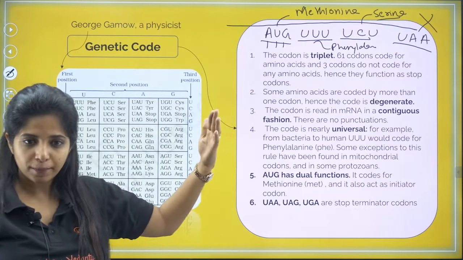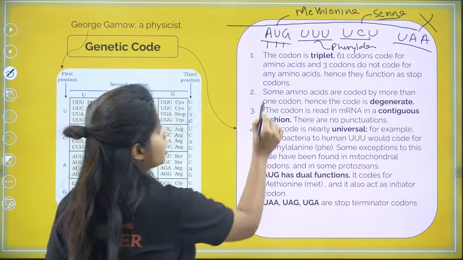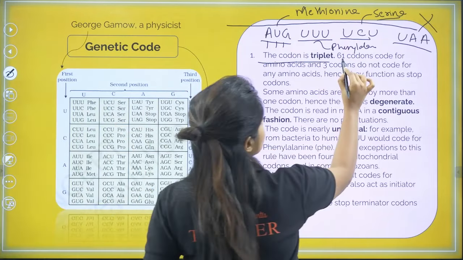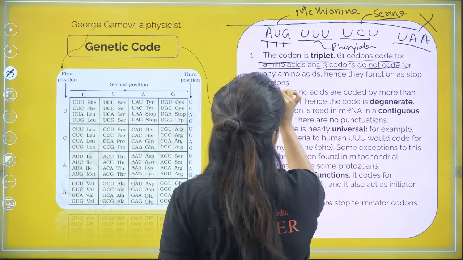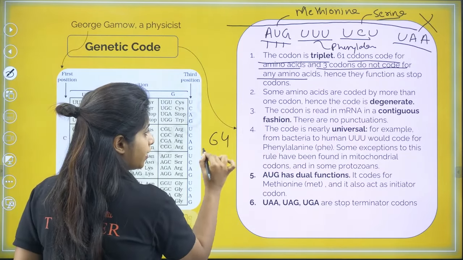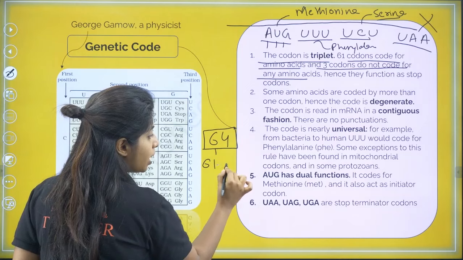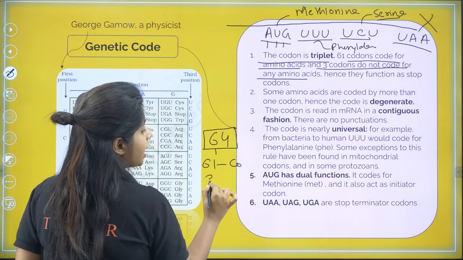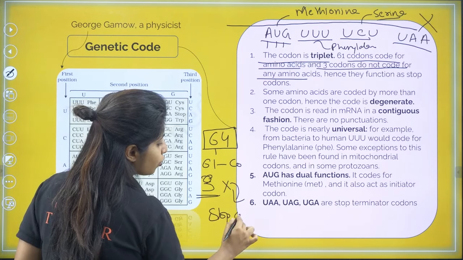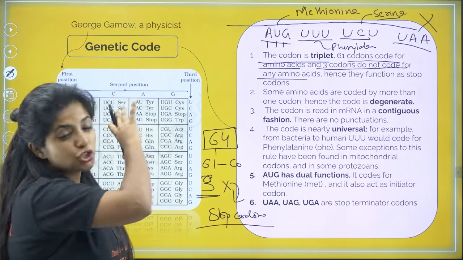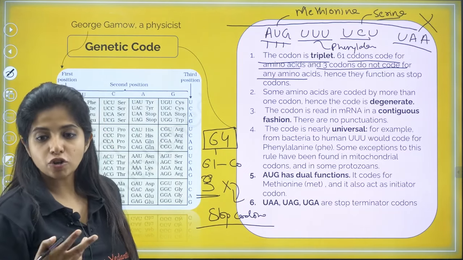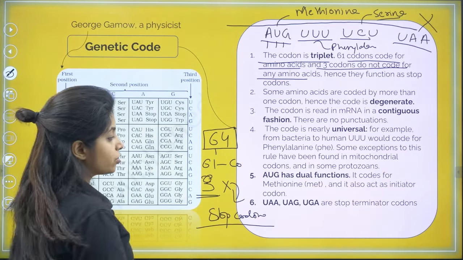There are certain unique features of genetic code which you should know. First one, the codon is triplet in nature, that means 3 of them come together. 61 codons code for amino acids, 3 codons do not code for any amino acid. Okay, so total 64 are there. 61 of them are coding for amino acids, and 3 of them are not coding for anything. They are known as stop codons, the ones that will stop the process of translation. So I'll come directly to the 3 of them which are stop codons, because in that way you will be able to study it easily.